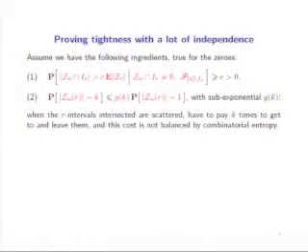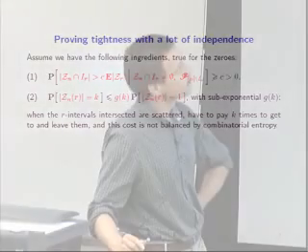So how can you get such a thing? Okay. So if you had a lot of independence, then how would the proof of the tightness work? For example, for the zero set of one-dimensional simple random walk, you can run the following proof.